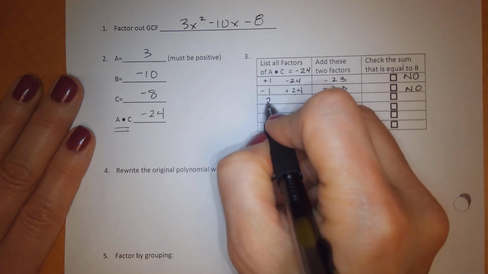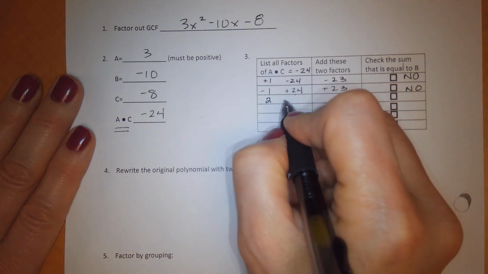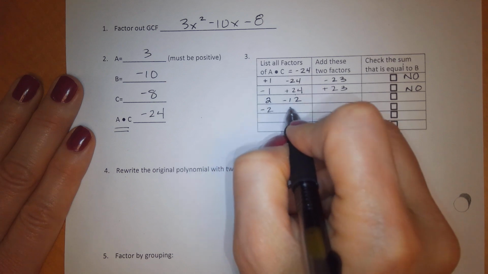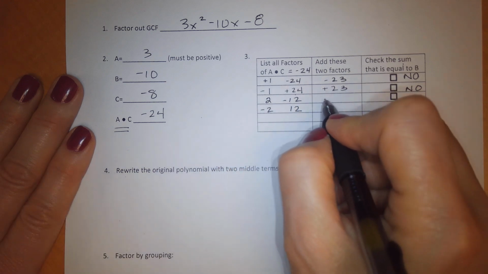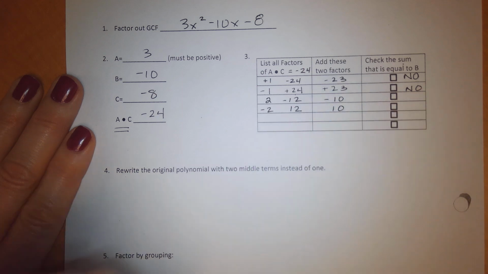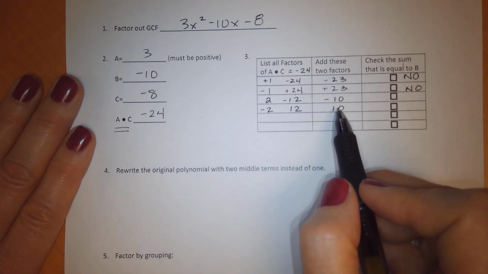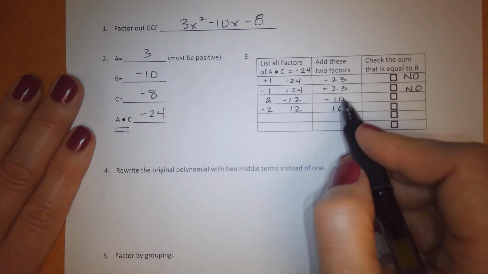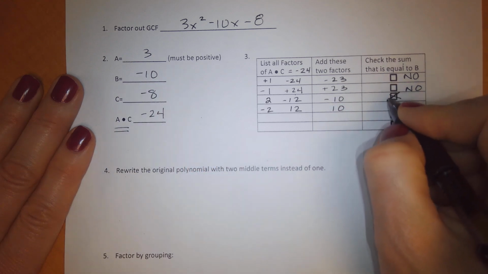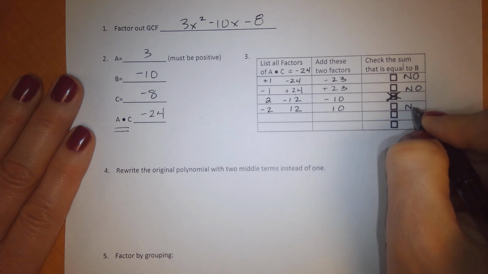I'm going to try 2 and negative 12, negative 2 and positive 12. Those add up to negative 10 and positive 10. Are either of those two numbers equal to b? Yes, negative 10 matches right here. So this is the lucky combination that I want.